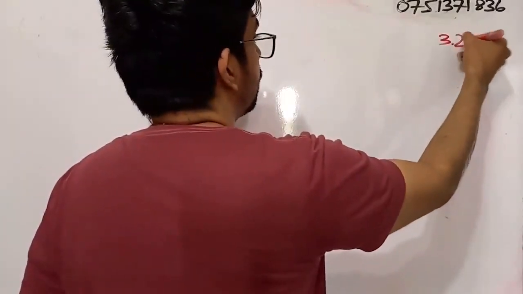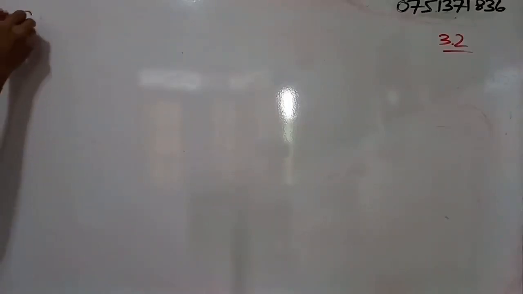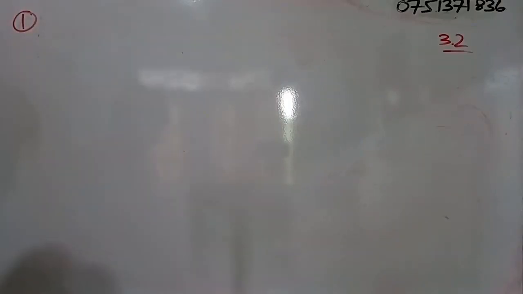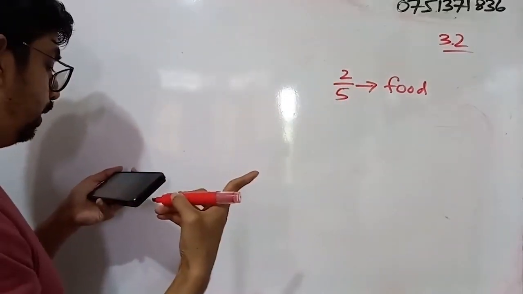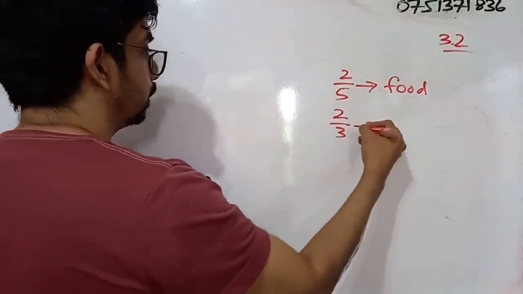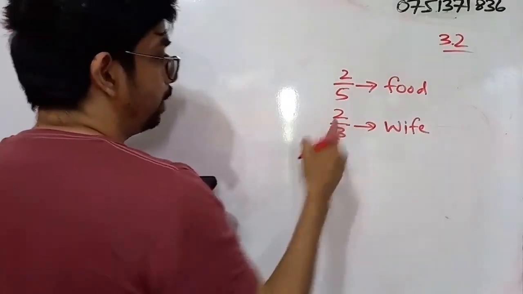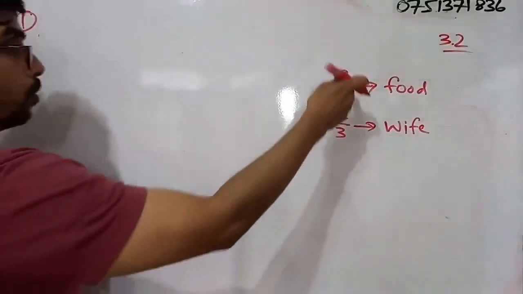Right, exercise 3.2. Under that, question number 1. Mr. Austin, who works in an office in the city, spends 2/5 of his salary on food and sends 2/3 of the remaining amount to his wife. 2/5 goes to the food, then 2/3 of the remaining that goes to the wife. This is the remaining amount, from the remaining amount of 2/5.